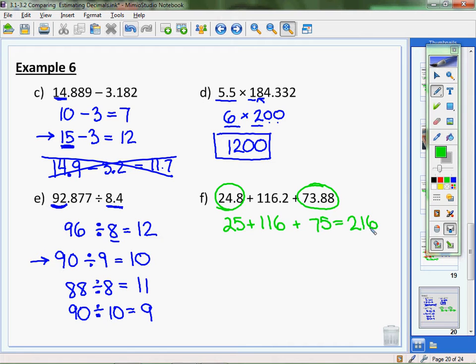You might also say, hey, I want to round that middle number too. So 25 plus 100 plus 75 equals 200. That would be okay. Or you might say, I can round these all to the highest place. 20 plus 100 plus 70 equals 190. All of those answers would be okay as long as you showed me what you rounded to.